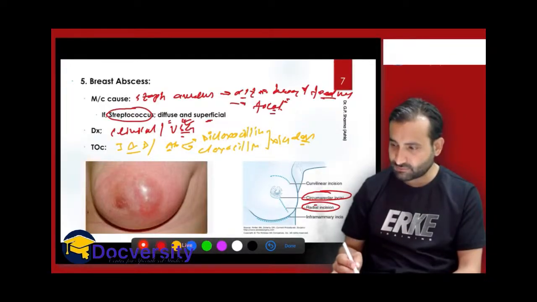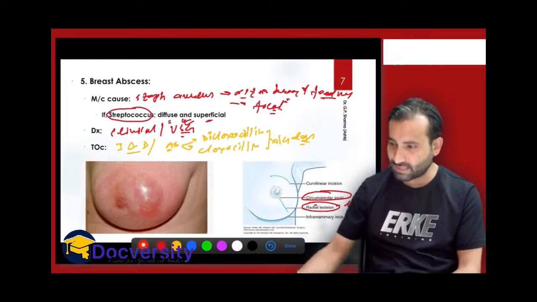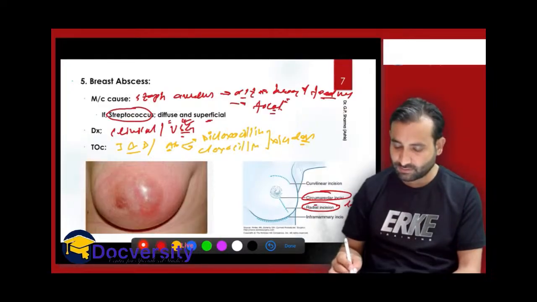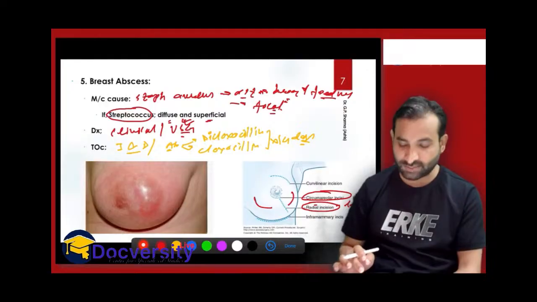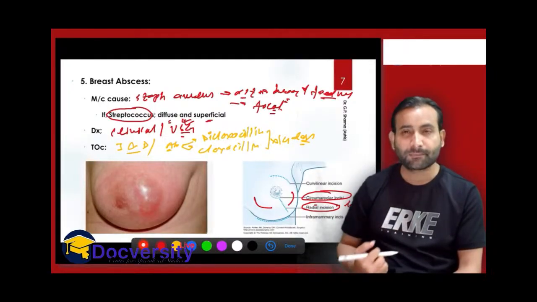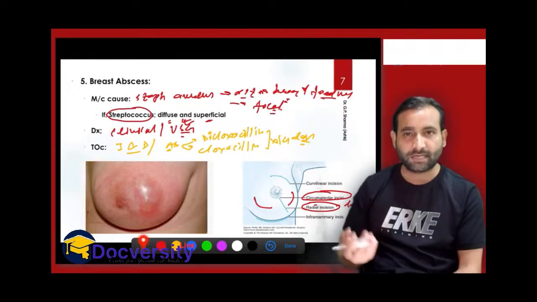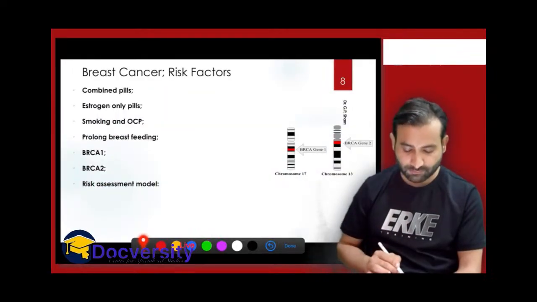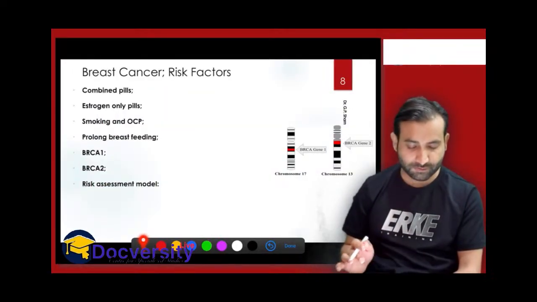So this radiate incision we make in parallel to what? The Langer's line. Langer's line. Is that okay? So we have to understand like this. We should not cut the breast like this. If we cut like this, we will cut the lactiferous duct, so we should be very much careful. You can see the picture of the breast abscess over here.